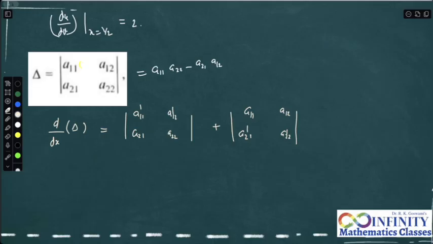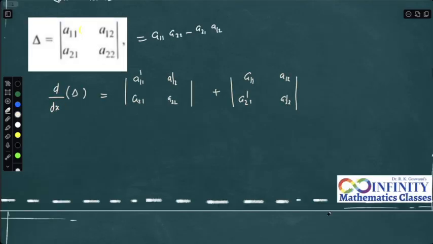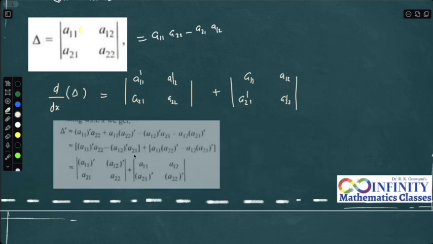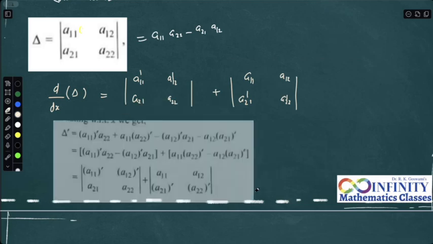Any doubt? I hope no issues are there. So you get a11, a12 prime, then a21, a22 prime. And let me tell you, if there are 3 rows, I'm going to do the same: differentiate the first row, then the second row, then the third row. So there will be 3 elements.